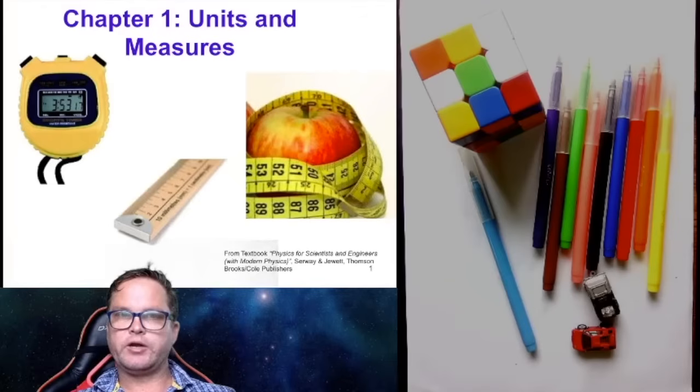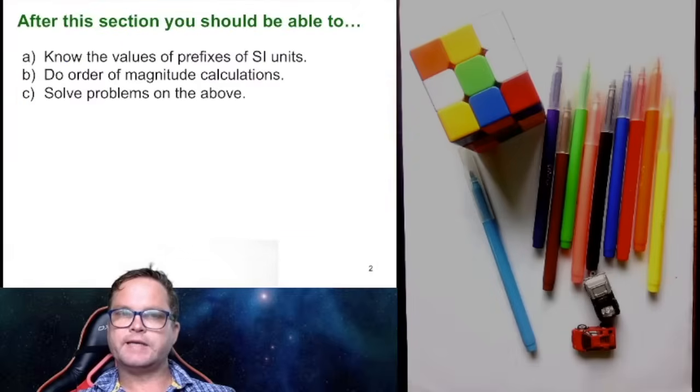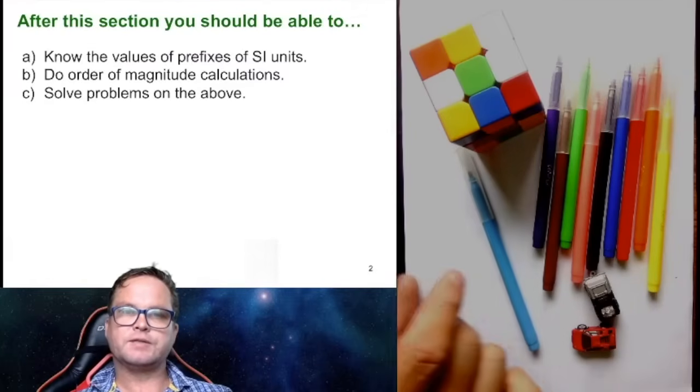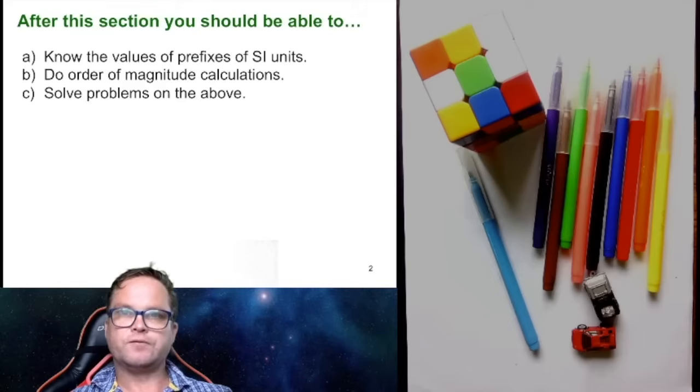In chapter 1 we're going to be dealing with units and measures. If we take a look at what you need to know after this section, you need to familiarize yourself with the prefixes for what we call the SI units, the standard international units. Then you also need to be able to do order of magnitude calculations, which are a form of an estimate calculation based on some assumptions. And then finally, you need to be able to solve problems on the above two concepts.